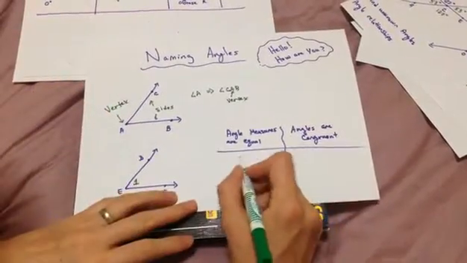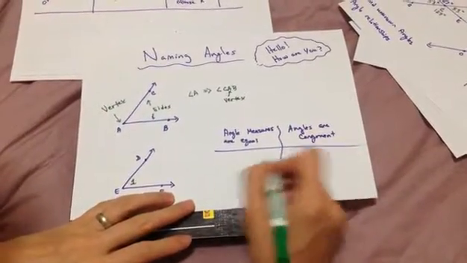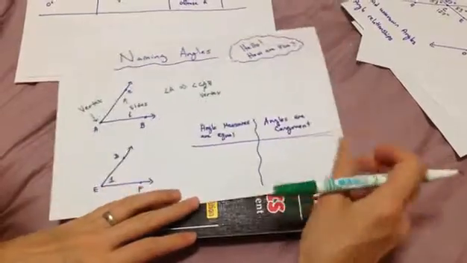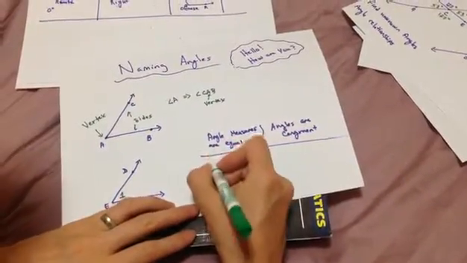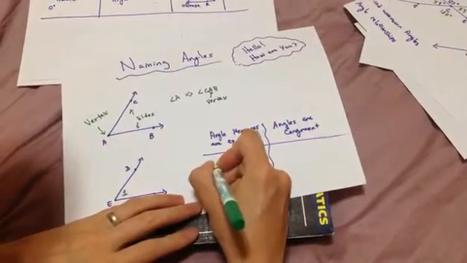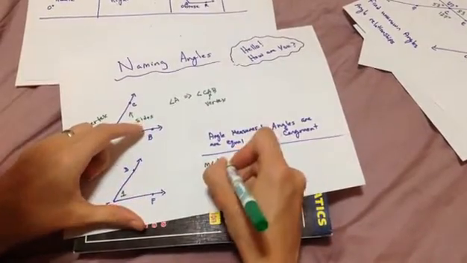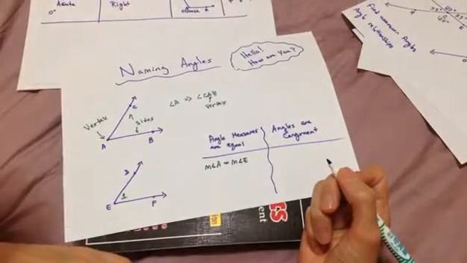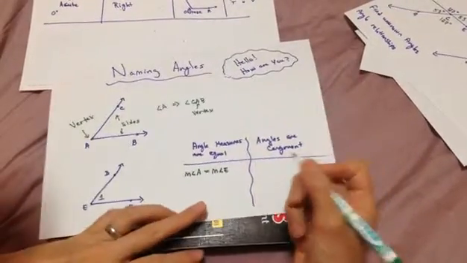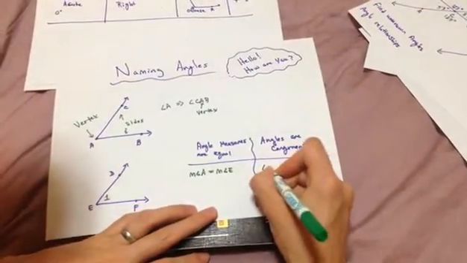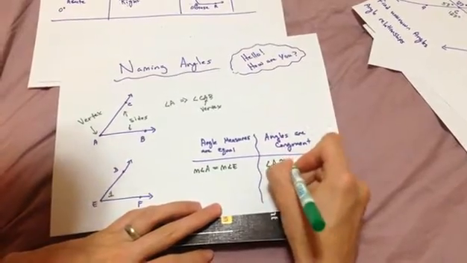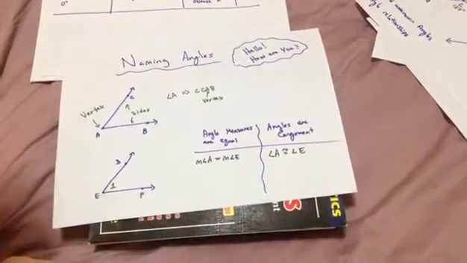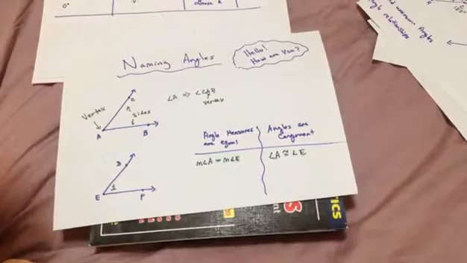So we talked about this idea of definition of congruence before with segments, but if I'm referring to the angle measure, I'm going to say the measure of angle A is equal to the measure of angle E. But if I'm referring to the angles themselves, I'm just going to say angle A is congruent to angle E. Okay, and I want to be really clear with that notation.